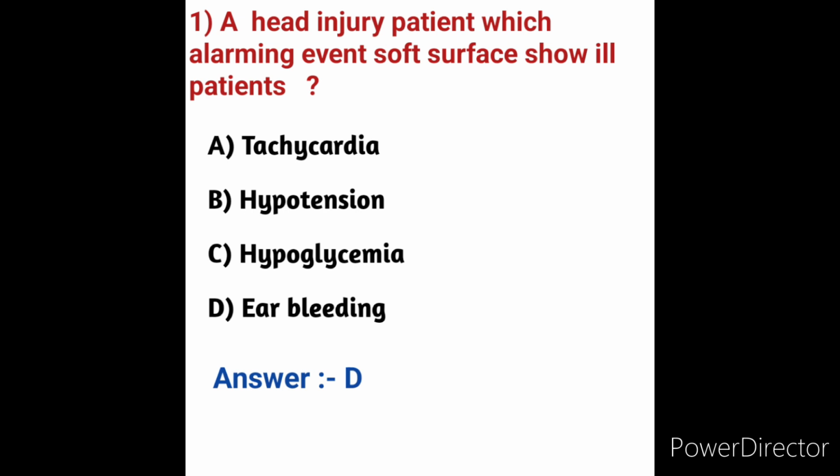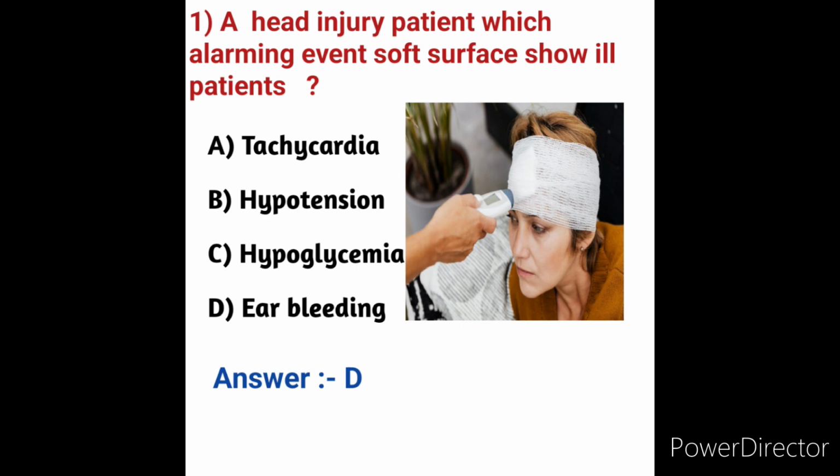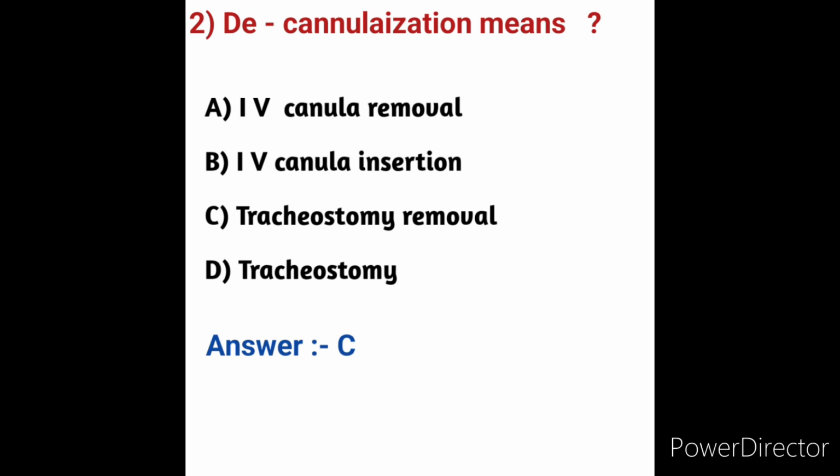Ear bleeding after a hit or blow to the head could be from bleeding in the brain. Head injuries may also cause bleeding in the brain tissue and the layers of the brain. In the surrounding area of the brain, hemorrhage can happen, for example subarachnoid hemorrhage, subdural hematoma and epidural hematoma. Here the head injury patient's alarming event is ear bleeding. Option D is the correct answer. Next we'll move on to question number 2.